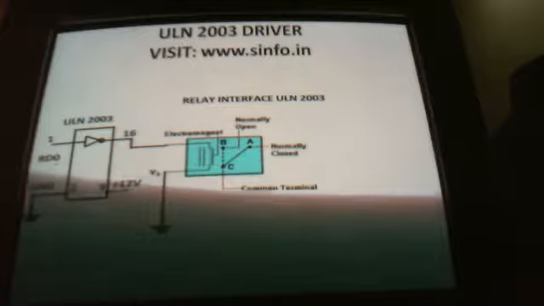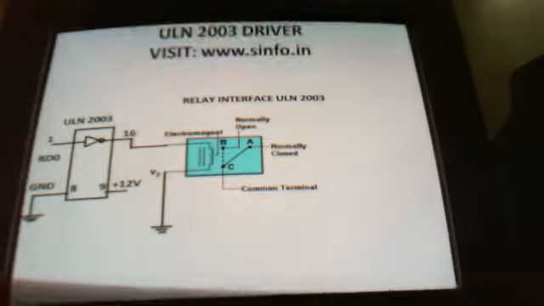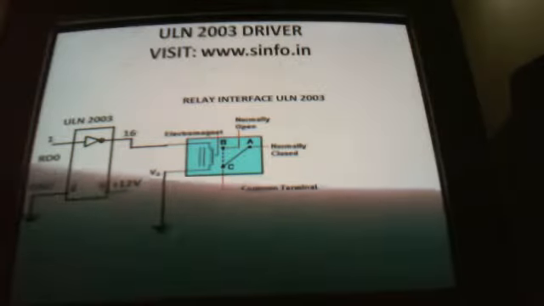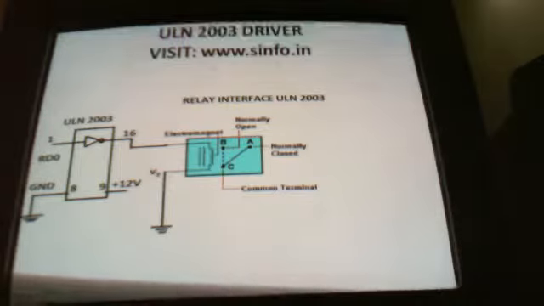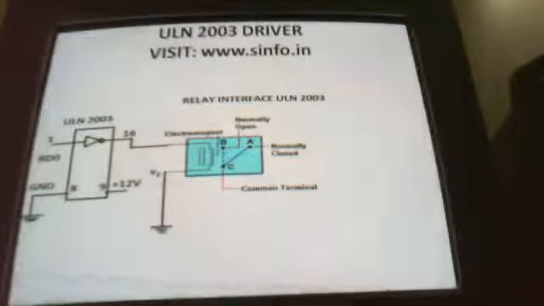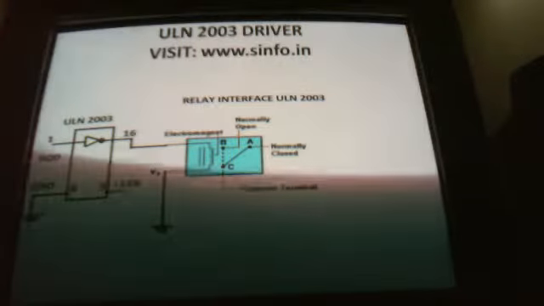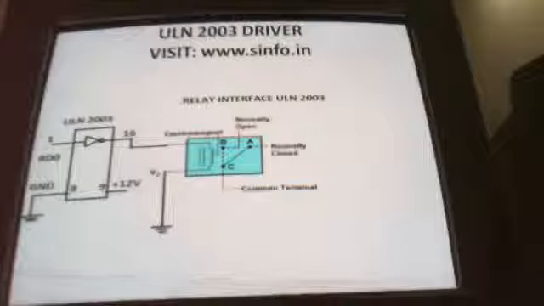Now this is the diagram. How to connect the ULN2003 to a relay? If you take any relay, you will have a relay coil. As shown in this slide, one end is connected to ground, and the other end I connect to the output of my ULN2003 driver. The input of the driver is connected to my IO port. For driving one relay, one driver channel is enough. So RD0 of my PIC microcontroller is connected to the input of my ULN2003.